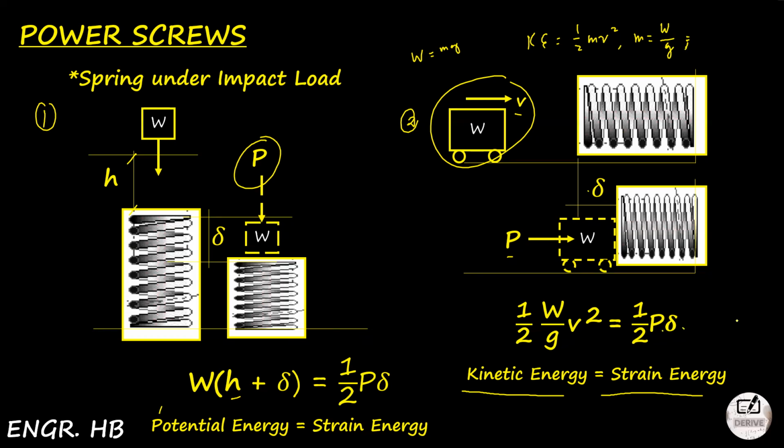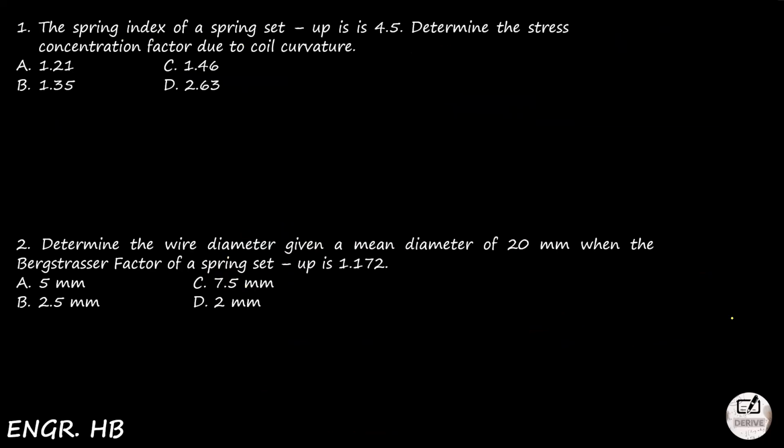So ayun, enough tayo sa formula review. So let us proceed on the problem solving. Determine daw the spring index. So number 1, the spring index of a spring setup is 4.5. So medyo bangag talaga si engineer ngayon, no? Pero tuloy natin to. So determine the stress concentration factor due to coil curvature. So the question is looking for concentration factor due to coil curvature, and that is your Kc.